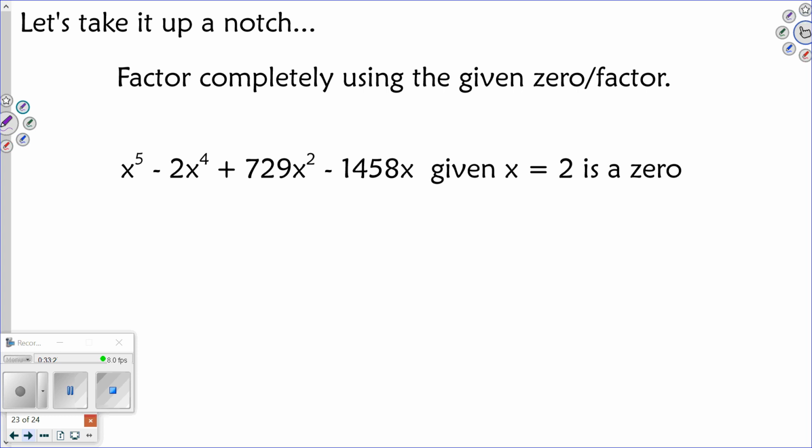How about that one? Factor completely using the given 0 or factor. Anything missing? Yeah, stuff's missing. All right, so I have 1, negative 2. You're missing the x cubed, so there's a 0 for that one. 729, negative 1, 4, 5, 8, and a 0 on the end. You're missing that constant too.